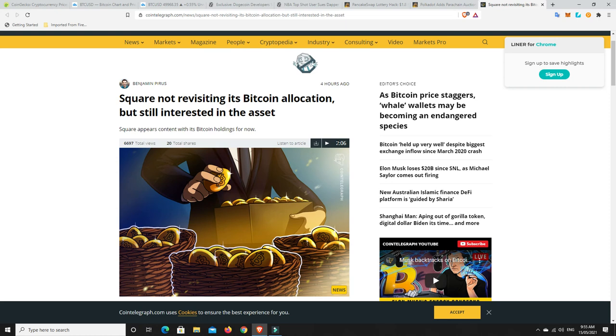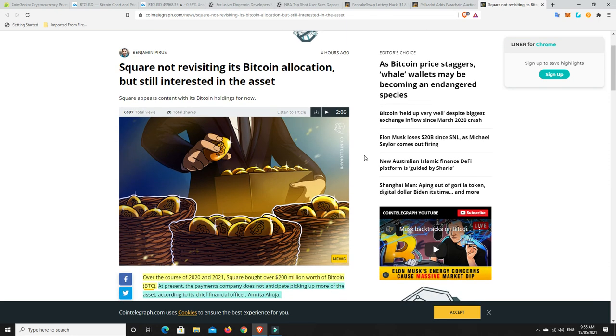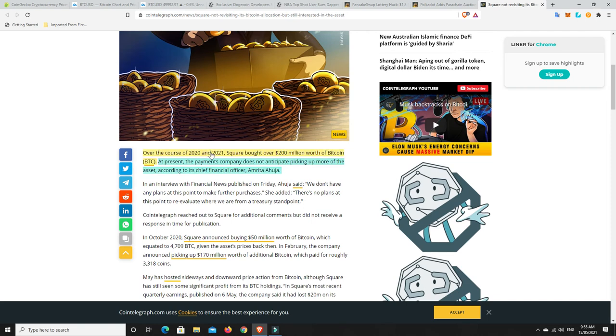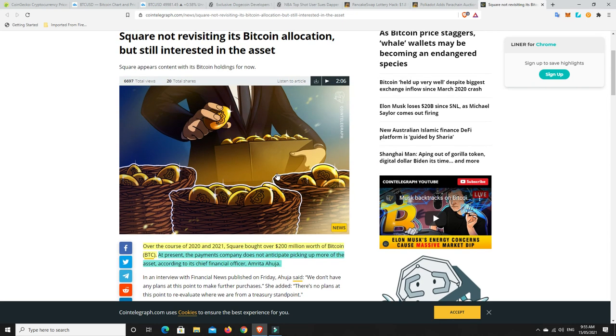All right, last but not least, Square Cash App. They made a big investment into Bitcoin earlier in the year. So over the course of 2020 and 2021, Square Cash App bought over $200 million worth of Bitcoin. At present, the payments company does not anticipate picking up any more of the asset, according to its chief financial officer, Amrita Ahuja. Sorry if I butchered that. I really do apologize. So again, they were happy to get in, and I think they were buying it well under sort of $30,000. I think it was around the $20,000 mark-ish, thereabouts.